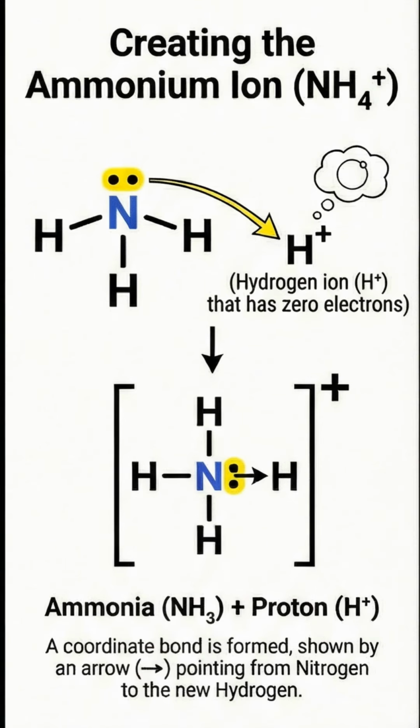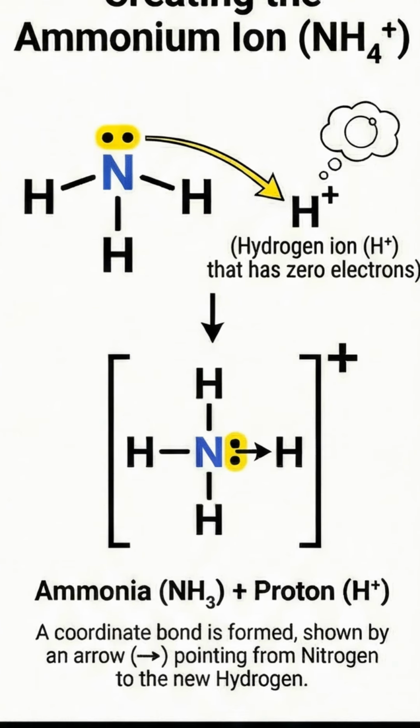Ammonia, NH3, carries a lone pair on nitrogen. When a proton, H+, approaches, nitrogen can donate that lone pair to bond with the proton. The result is the ammonium ion, NH4+, where nitrogen now shares 4 N-H bonds. The new N-H bond originates from the lone pair, but once formed, it behaves like any other covalent bond.